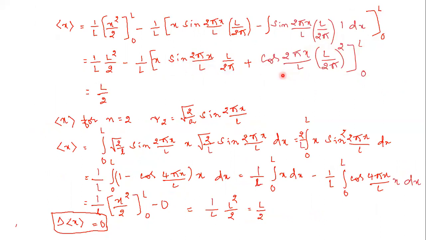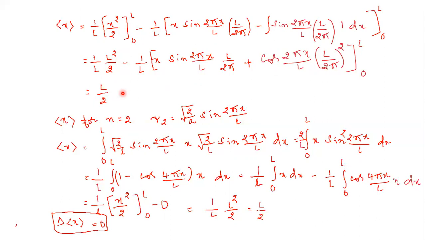And this part, cos 2 pi x by L, after substituting the upper limit and lower limit, will be 1 minus 1. That also would become 0. So the whole part, everything this, would become 0. Now the only thing we are left with is the integration of x dx, which will become x square by 2. Then you will end up getting the average value of the position in the state n is equal to 1, or psi 1, as L by 2.